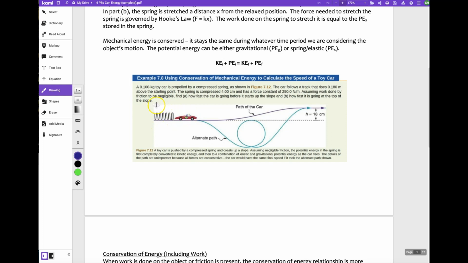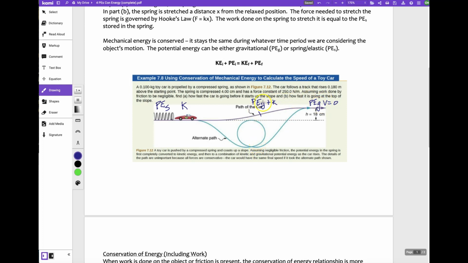So here we're going to have spring potential energy. I'm going to put PES for spring potential energy. And then that gets converted into kinetic energy. So it has all kinetic energy here. And then as it goes up this hill, at the top, when its velocity is equal to 0, now it's all potential energy due to gravity. But right here in the middle, part of that energy is going to be potential energy due to gravity, and part of it's going to be kinetic energy.